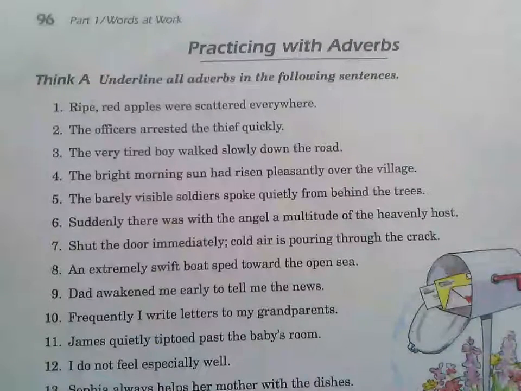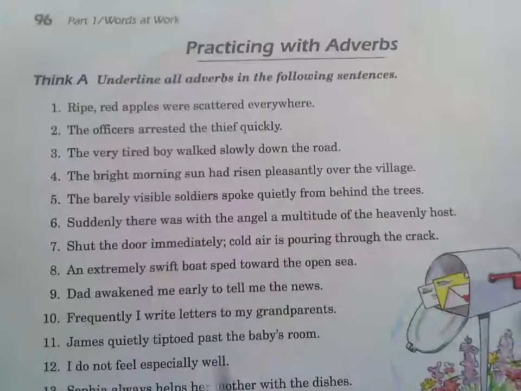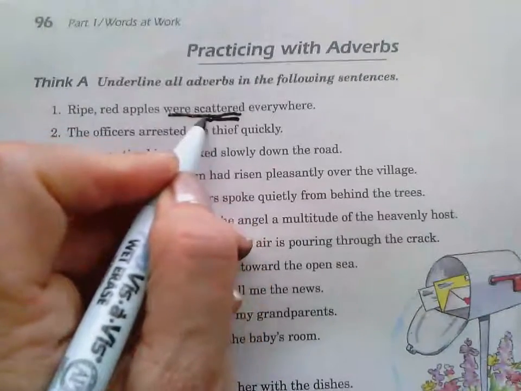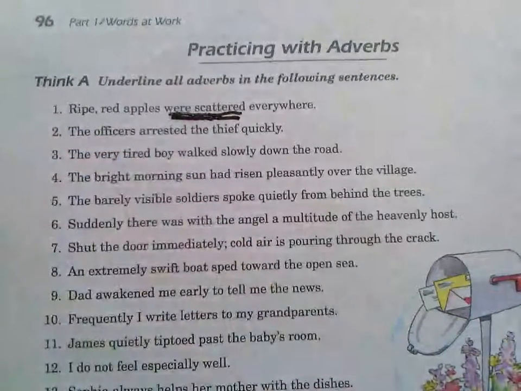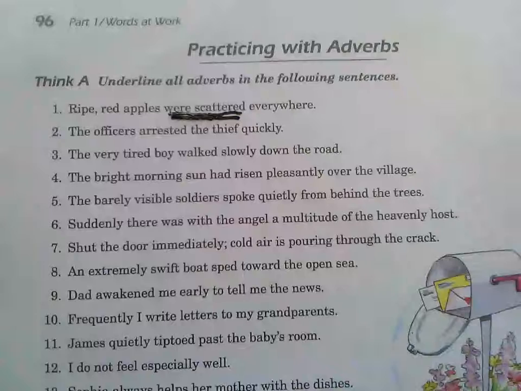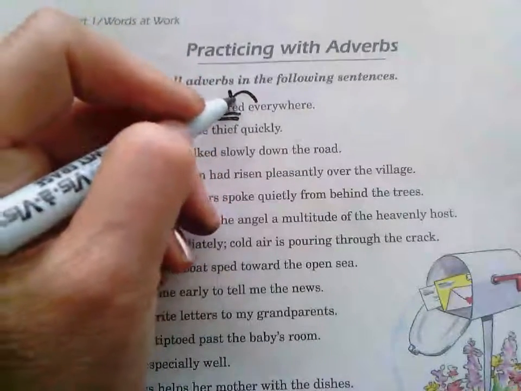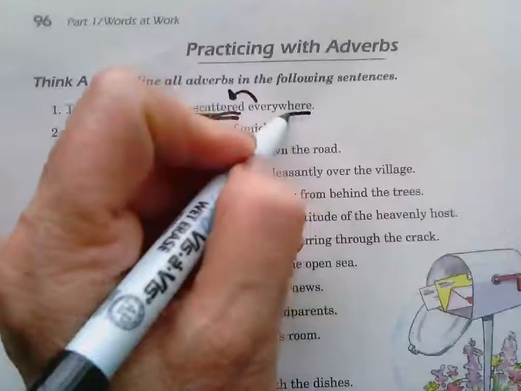Number 1, red, ripe apples were scattered everywhere. So the first thing we need to do is, what are the verbs in the sentence? Action verb is scattered, and there's a helping verb before it. Were scattered. Go ahead and underline that twice. Now, what describes were scattered? Does red or ripe describe that? No. Everywhere? Yes, everywhere answers where. So everywhere is the adverb. Draw your arrow, underline everywhere once.